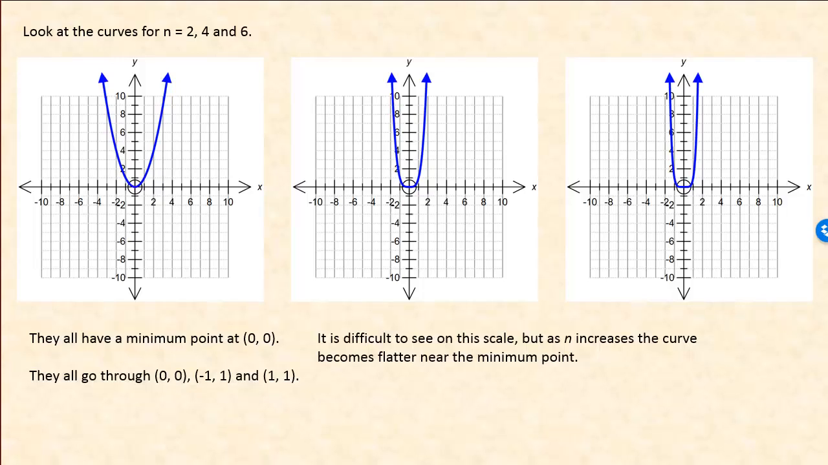I think we can see that a little bit even on this scale, but let's zoom in on that. As n increases, the curves become steeper away from the minimum point, and we can tell that on this scale.